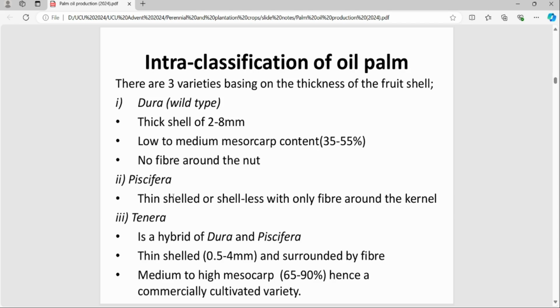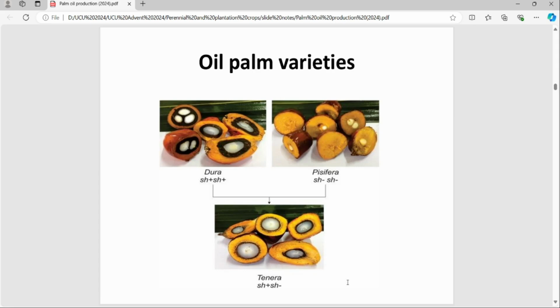Then we have the Piscifera, which is thin-shelled, or it has no shell at all, and it has only fiber around the kernel. Then we have the Tenera, which is the hybrid, a cross between Dura and Piscifera, and this one is thin-shelled, having a diameter between 0.5 to 4 millimeters, and it is surrounded by fiber. And then it also has a medium to high mesocarp, which is 65 to 90%. Hence, it is more commercially cultivated because it has the ability of providing the highest amount of oil.